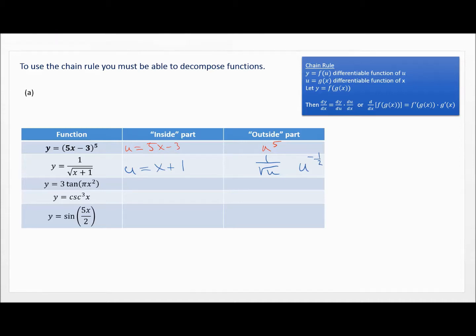Outside part, inside part. Keep in mind, you've got to be able to take the derivative of the inside part. You've got to be able to take the derivative of the outside part. So if we let the inside part be, we call it u, is pi x squared. Do we know how to take the derivative of that? Sure we do. That's the power rule, right? Where pi is just a constant multiple. Okay? The outside part is your 3 tangent of u.